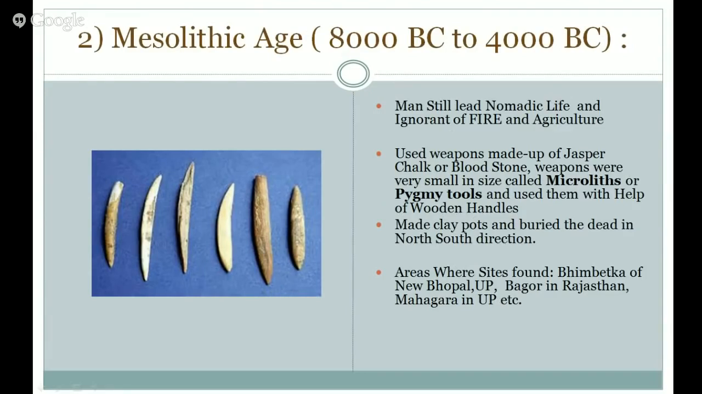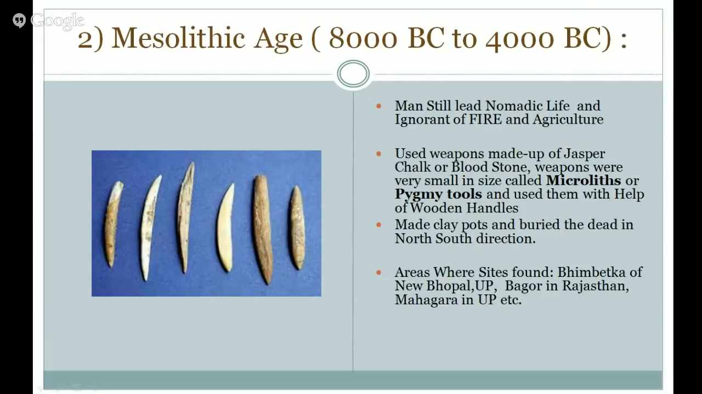That is the Mesolithic age. It is from 8000 BC to 4000 BC. Still, a bit of development is there. Earlier, people used only large stones. Now, people used small stones, and they used bones also to make weapons. The weapons were made of jasper, chalk, and bloodstone. Weapons were very small in size. These are called microliths and pygmy tools.